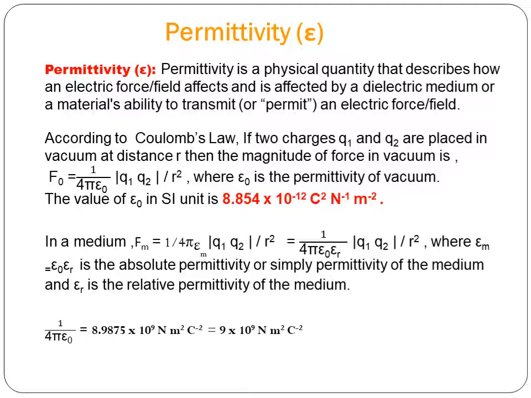For simplicity, 1 by 4 pi epsilon naught is equal to 8.9875 into 10 to the power 9 Newton meter square Coulomb minus 2. This can be written as, means its value can be 9 into 10 to the power 9 Newton meter square Coulomb minus 2. Here see a new term, that is relative permittivity.